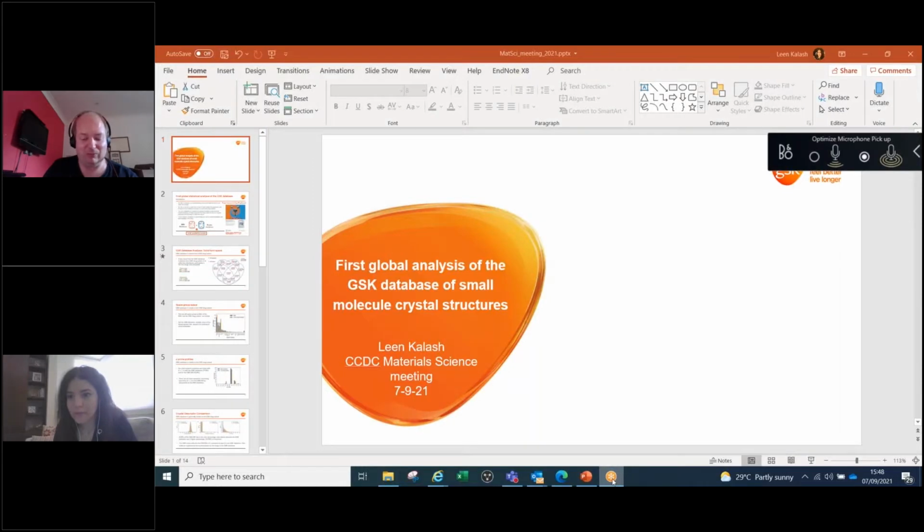She performs in silico risk assessments of solid forms for GSK drug candidates and applies machine learning approaches to predict process relevant properties related to solid form, physical stability and processability. She's also been involved in data mining and analysing the GSK database of small molecule crystal structures and recently published a paper on this topic, which forms the basis of her talk today. Her talk's entitled The First Global Analysis of the GSK Database of Small Molecule Crystal Structures.